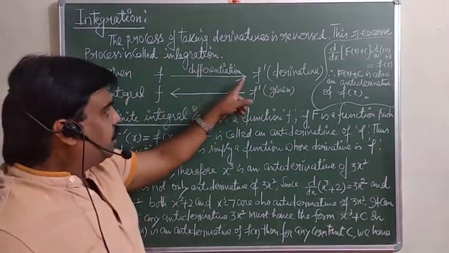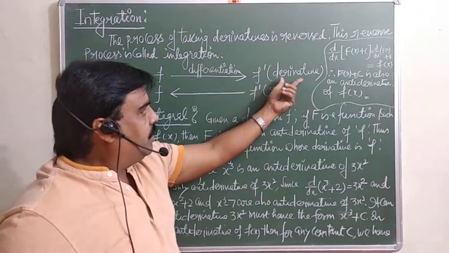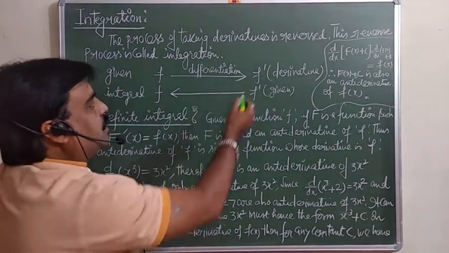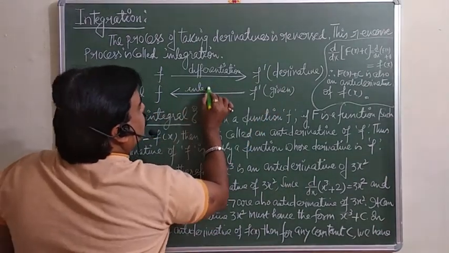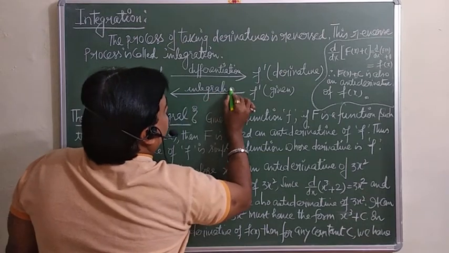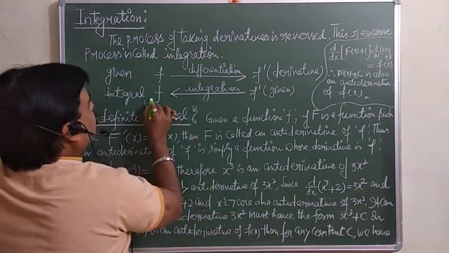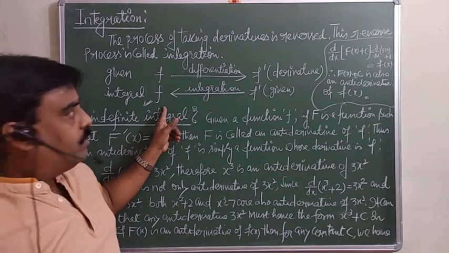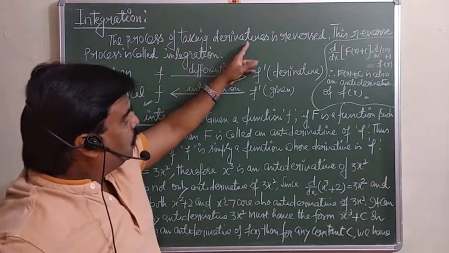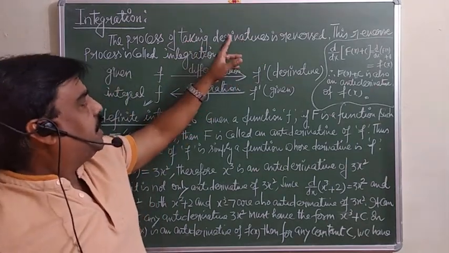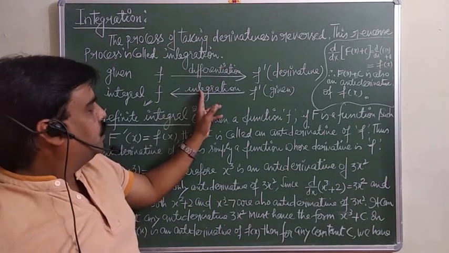So the derivative of this F is f dash, and if we take the integration of this one, then you will get the function itself. So this is the reverse process of taking the derivative of a function.